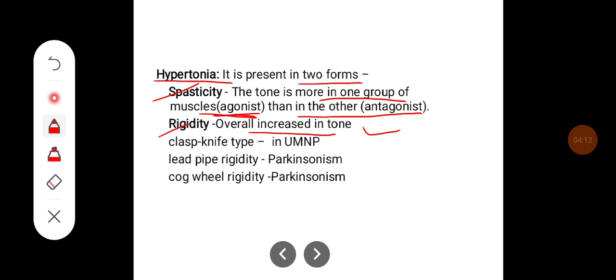Normally, clasp knife rigidity is a spastic type of rigidity. It is seen in upper motor neuron lesion. Lead pipe rigidity and cogwheel type rigidity, where the muscle tone is increased in both flexor and extensor groups of muscles, are seen in Parkinsonism.